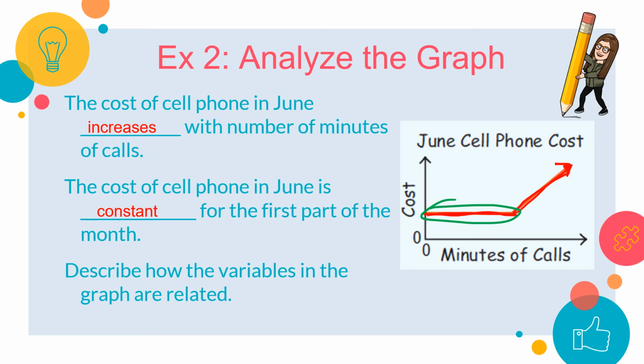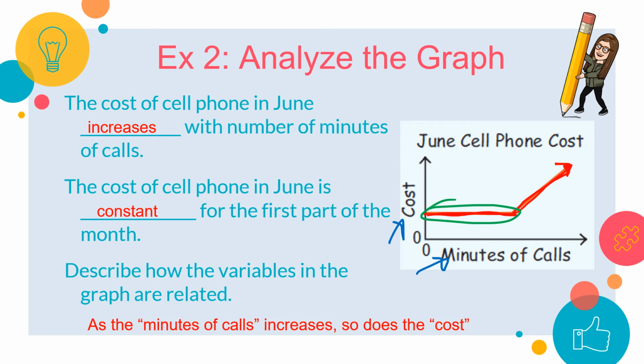Next, it says describe how the variables of the graph are related. What we mean by that is the labels. How does the cost and the minutes relate? Let's just turn that into a sentence. As the minutes of calls increases, so does the cost, right? Over time, more calls, more money.